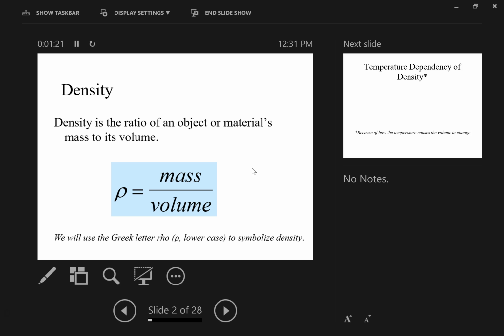A few things about density that I've seen throw students off is that some textbooks, and I think biology is really notorious for this, will use the symbol capital D for density. And here in physical science, we actually use the Greek letter rho, which looks like a P. So that's actually a rho. That is the symbol for density.